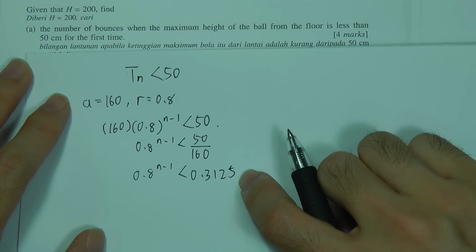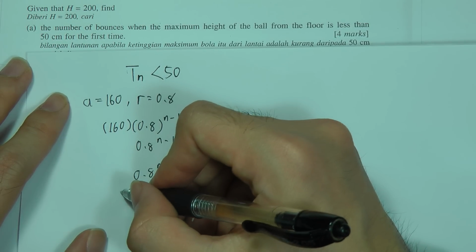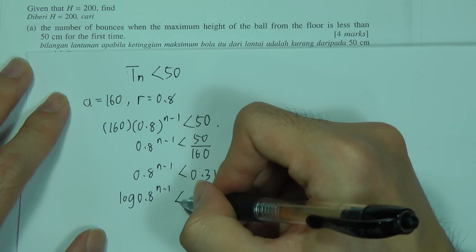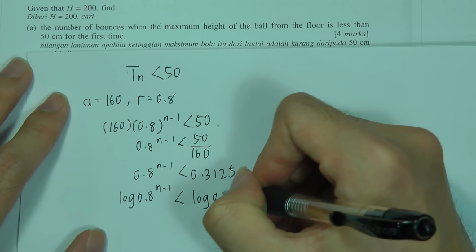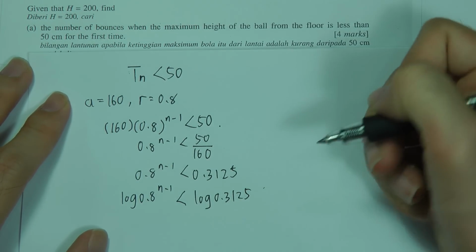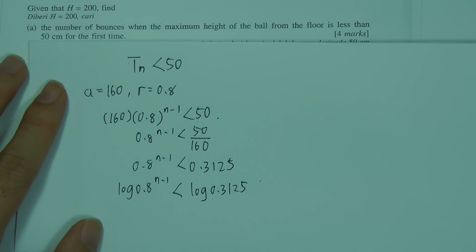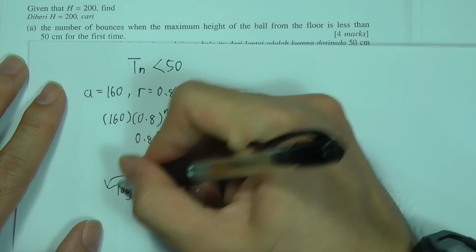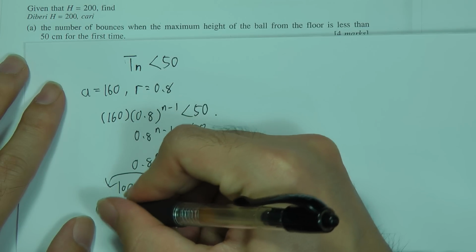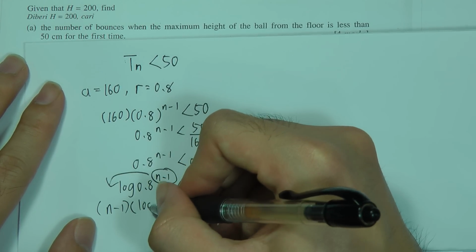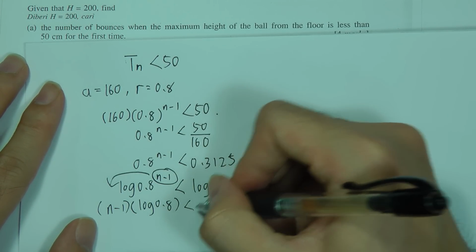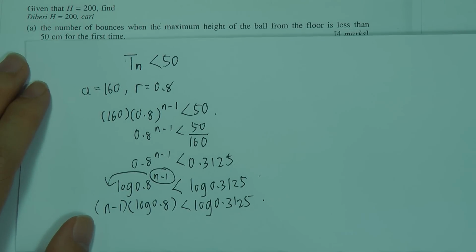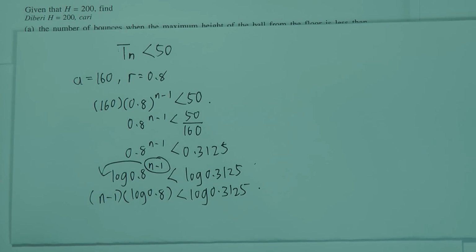And then I say this kind of question you have to use log. You have to use log. So I log both sides, so I got log 0.8^(n-1) will be smaller than log 0.3125. Then because we learn about log, actually the power we can move in front. So (n minus 1), I put the bracket, multiplied by log 0.8 will be smaller than log 0.3125.